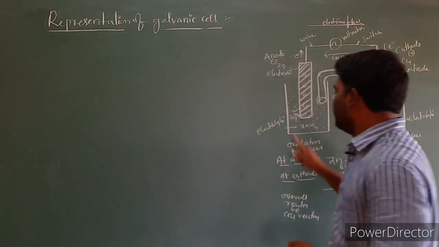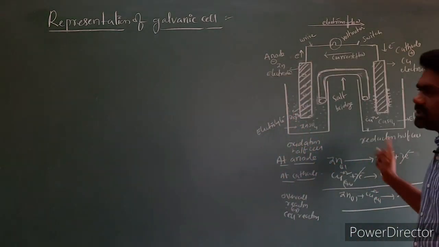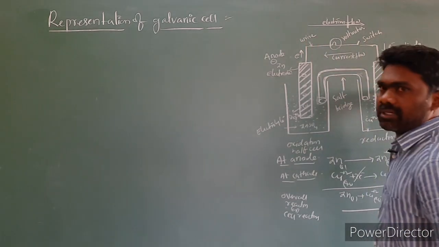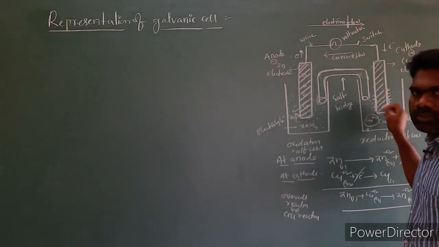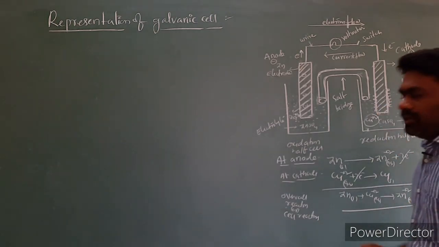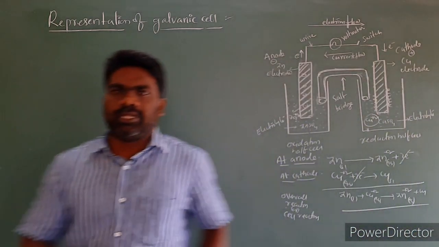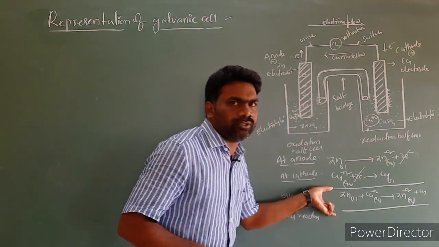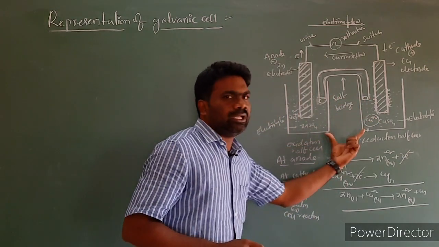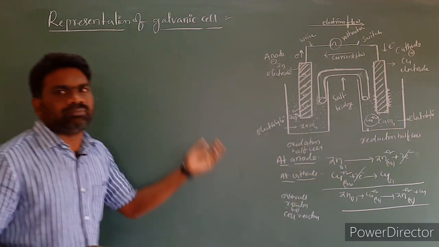In this case what happened? Zinc loses electrons converting to Zn2+. These 2 electrons come to the copper rod. From the copper rod, the Cu2+ ions present in the solution take 2 electrons converting into copper. Now take this equation to represent the galvanic cell. By taking this equation alone, we can represent this galvanic cell, nothing but the Daniell cell.